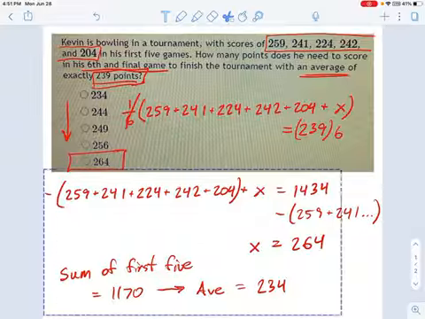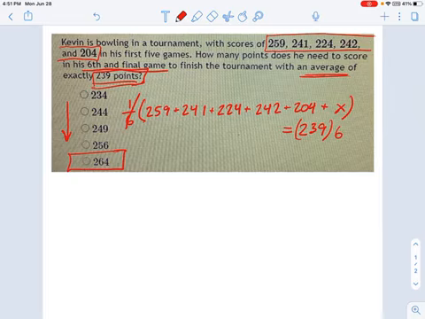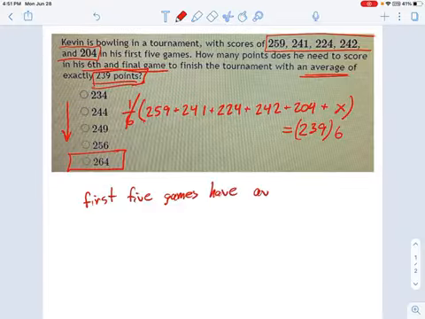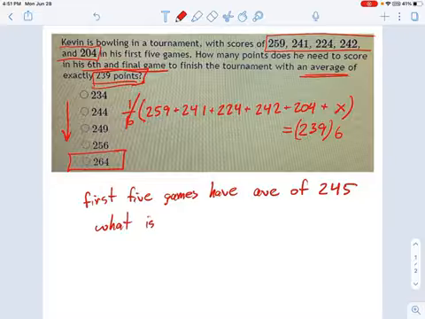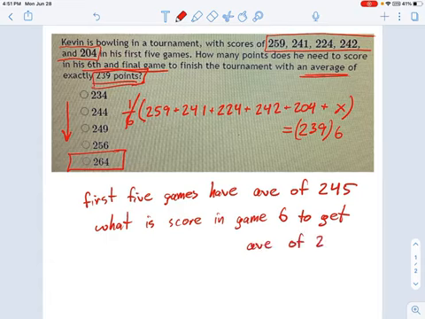Now, I want to talk about one other type of problem which you might run into. Maybe a test phrases it differently, and it simply says, first 5 games have an average of, I don't know, we're going to say 245. What is the score in game 6 to get an average of 248?